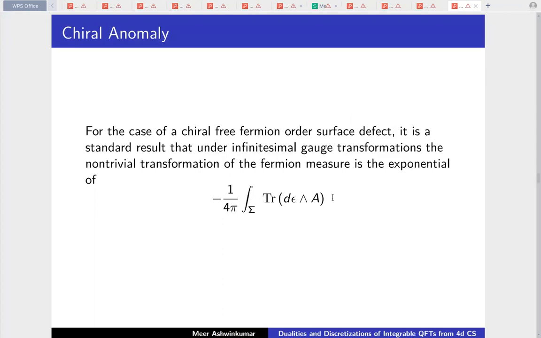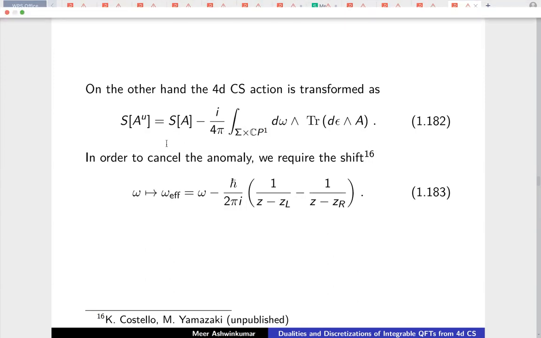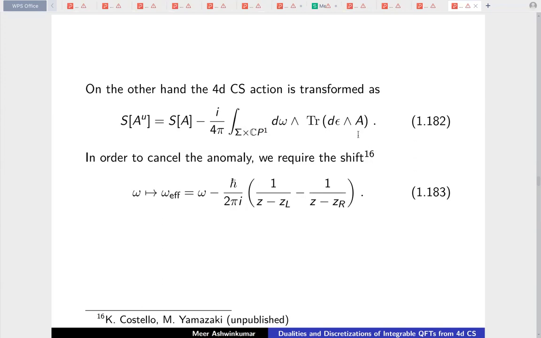So now the entire 4D-2D coupled system is no longer gauge invariant at the quantum level. So there is something we need to do to restore gauge invariance. The trick to doing this is to modify the 4D Chern-Simons action, because we know that for a general one-form omega, the 4D Chern-Simons action transforms in this manner given here.